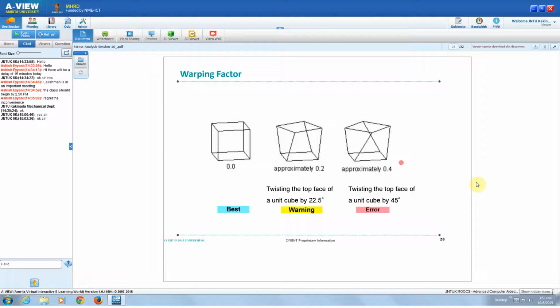So these are the various shape factors we will be checking for element mesh quality, and definitely our finite element model should meet all these factors, and also warnings need to be avoided at the area of interest.